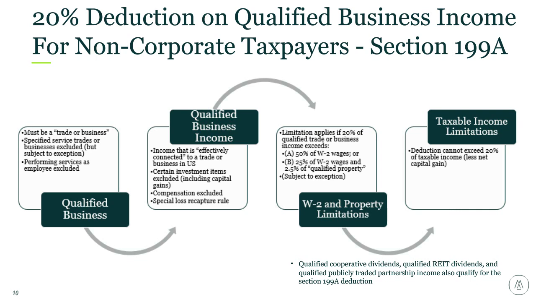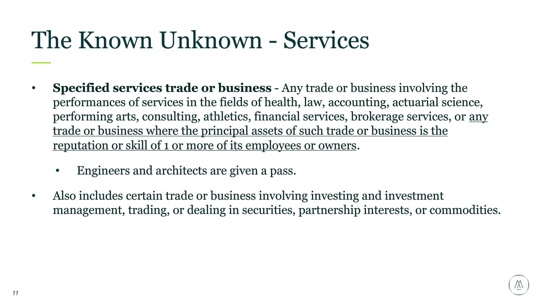The first limitation is the greater of 50% of W-2 wages or 25% of W-2 wages and 2.5% of qualified property, and we'll talk a little bit more later about what that means. Then once I run it through that limitation, I also have a second limitation that applies. First, the deduction cannot exceed 20% of my taxable income after I've factored out my net capital gain. So those are all the elements you need to think about when you're applying Section 199A.